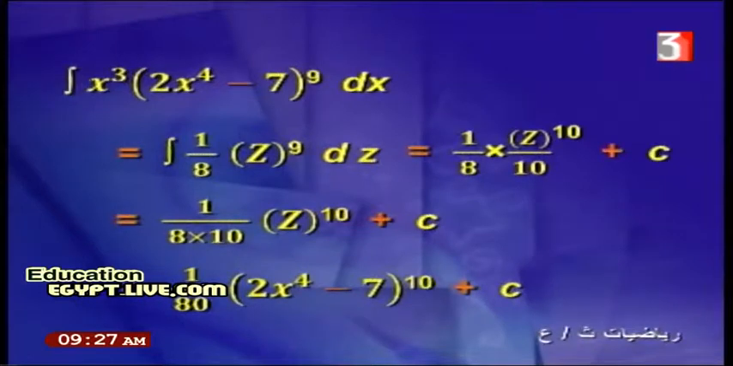We can substitute back for z with 2x power 4 minus 7 all to the power 10. The integration equals 1 over 80 times 2x power 4 minus 7 all power 10 plus the constant c.